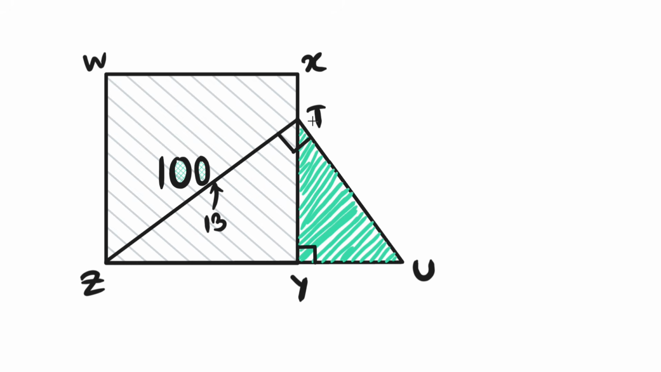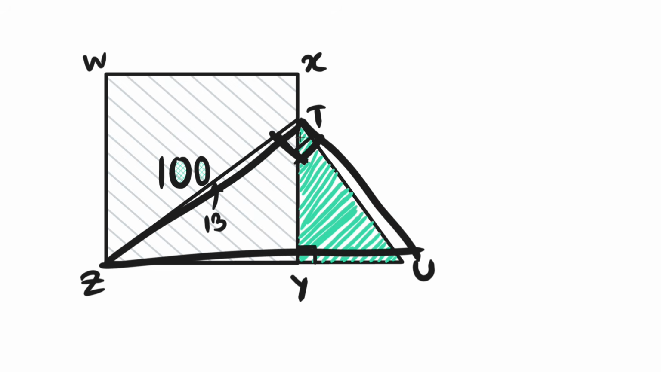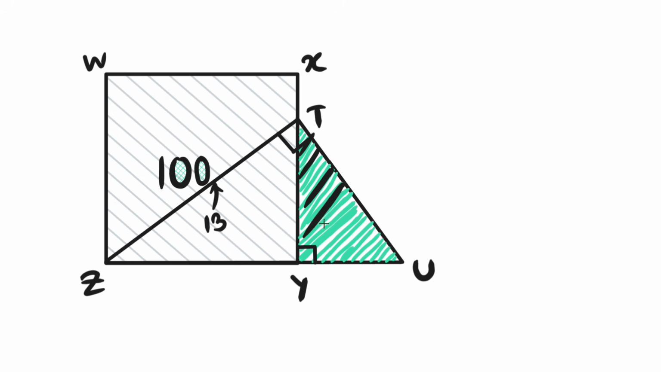We are also told that segment ZT has a length of 13 units, and the larger triangle ZTU is a right triangle with a right angle at T. Our goal is to find the area of the shaded right triangle YTU. The diagram is not necessarily drawn to scale, so we should rely on the given measurements and geometric relationships, rather than judging the picture visually.